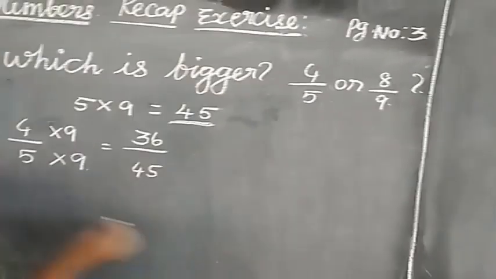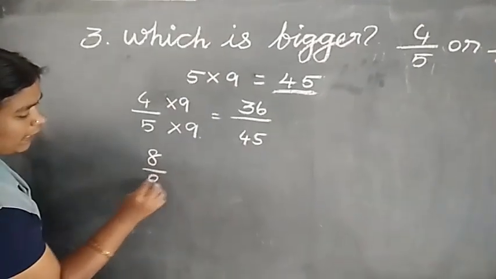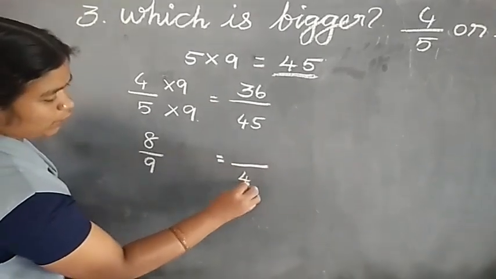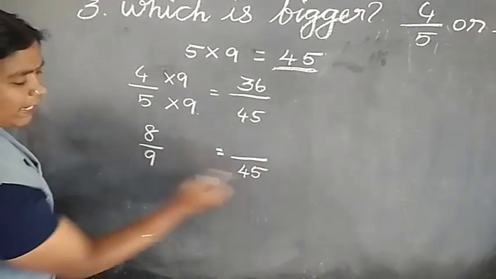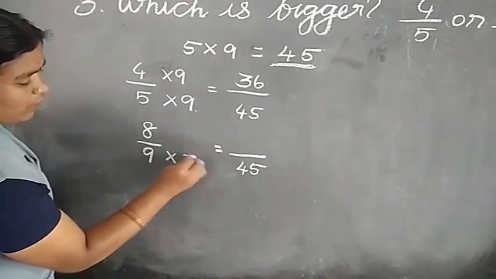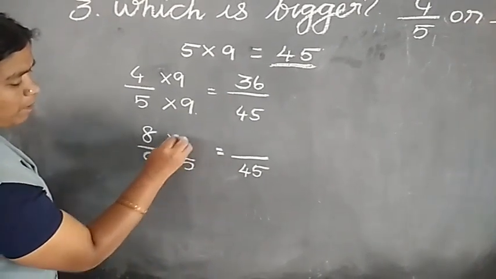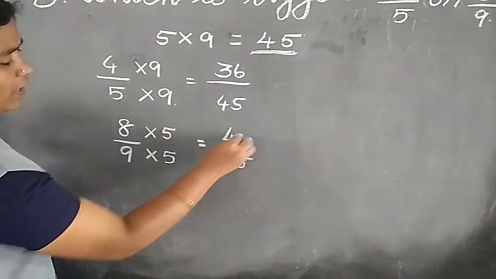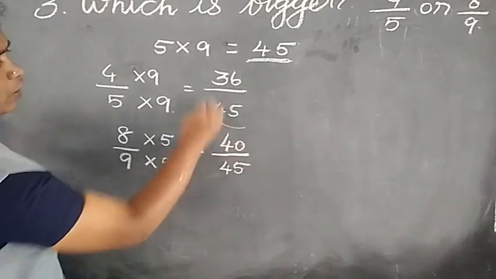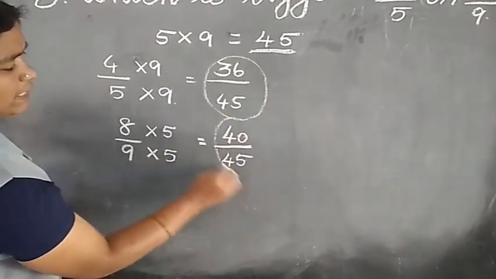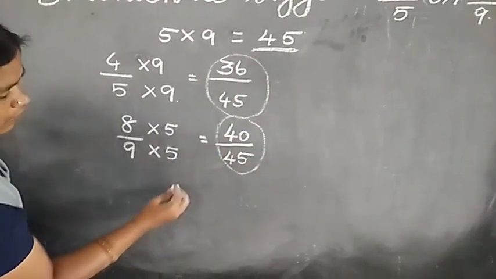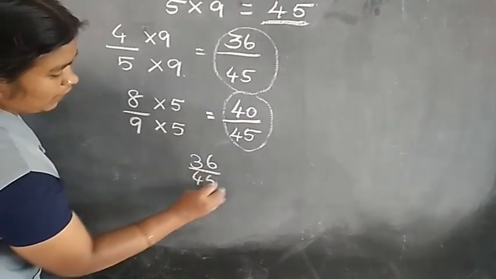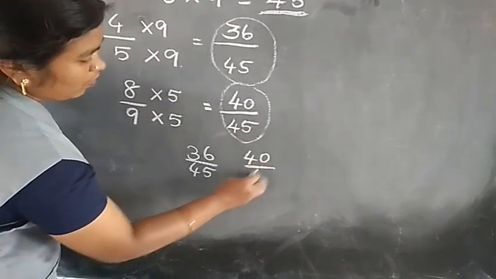The second one is 8 by 9. Change the denominator into 45. How many 9s are 45? 5 9s are 45. So the same number is multiplied with the numerator. 8 5s are 40. Now we get the two fractions, 36 by 45 and 40 by 45.